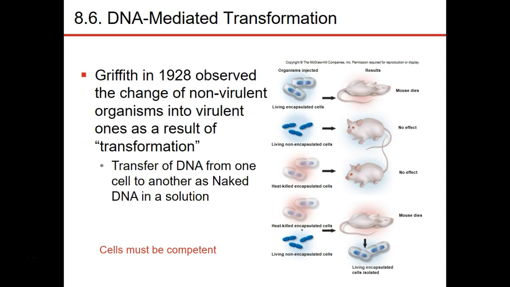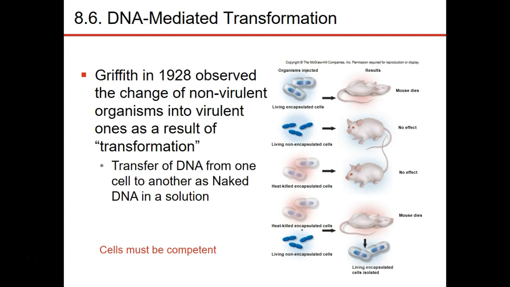So looking closer at each of these, in transformation, this was discovered by Frederick Griffith in 1928, and what he noticed was that there were two different types of strep bacteria. Smooth strep that were encapsulated that caused death to the mice that he was infecting. They had a capsule around them, and whenever the encapsulated cells got into the bacteria, they caused death or sickness, and then the mice died.